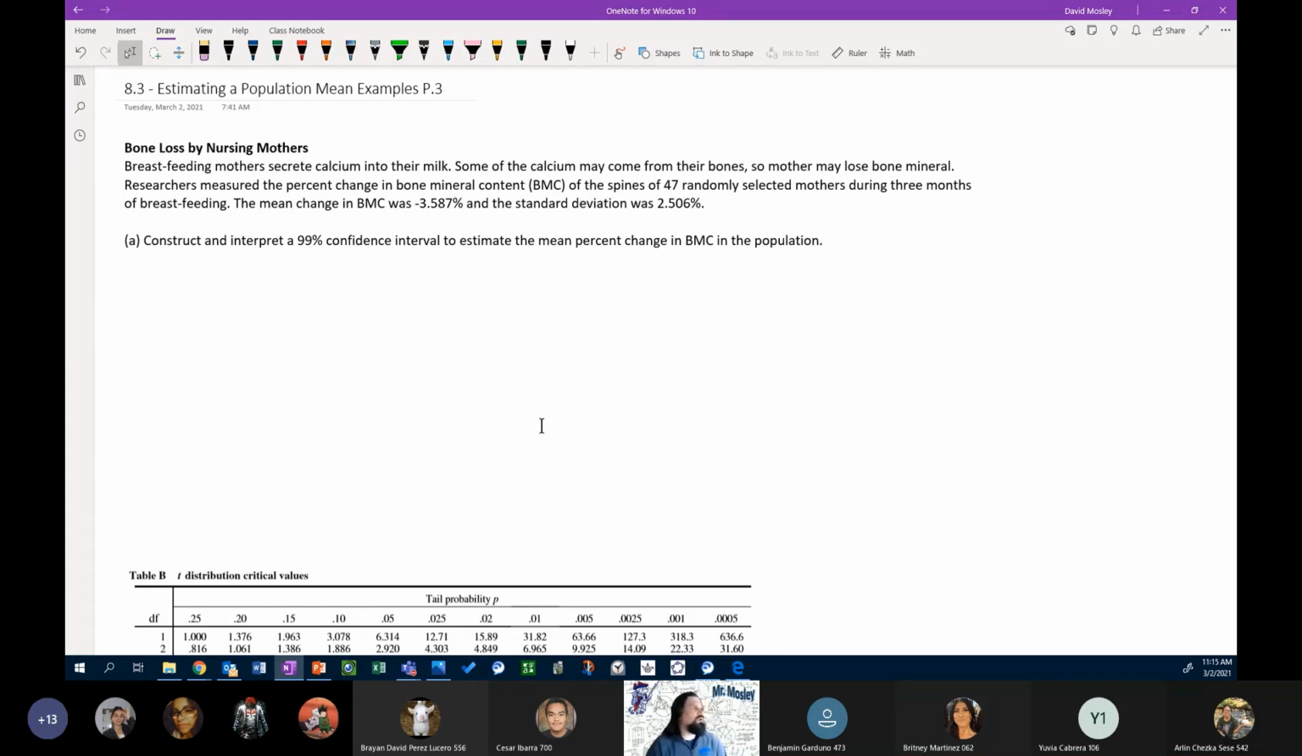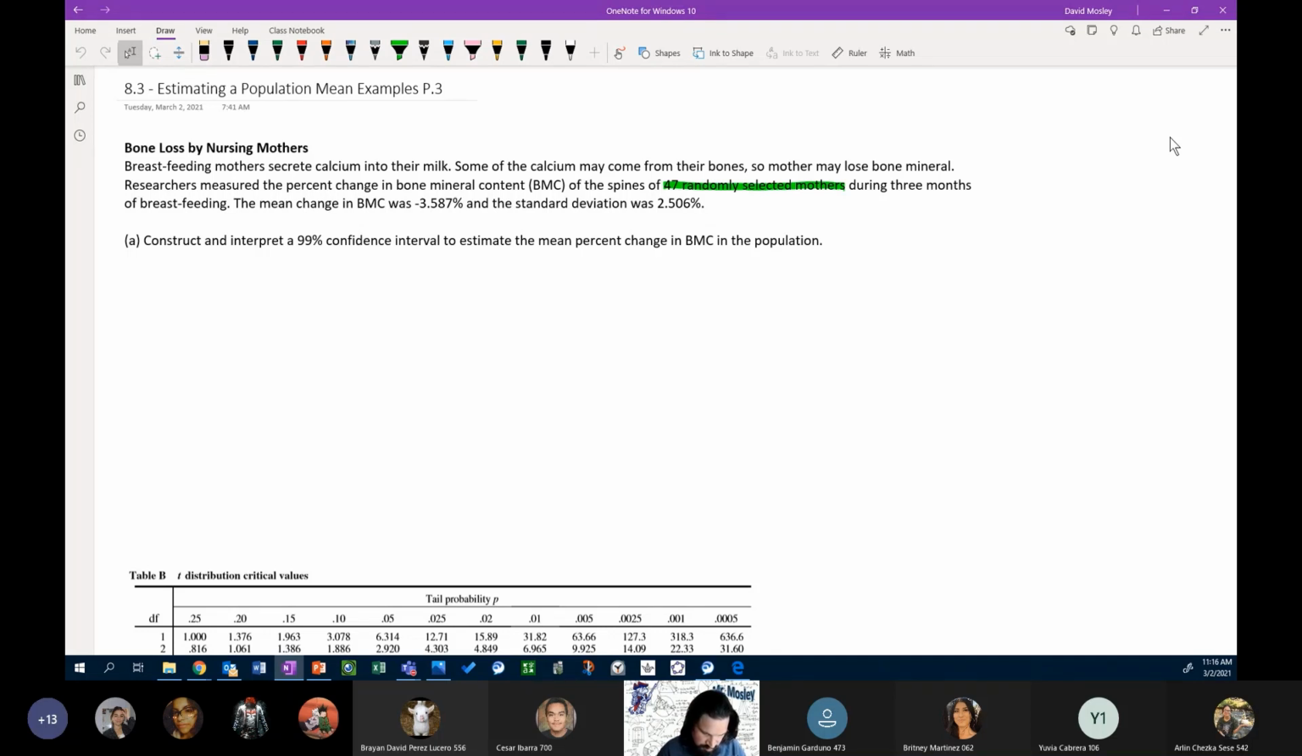So we have a bone loss by nursing mothers. Breastfeeding mothers secrete calcium into their milk. Some of the calcium may come from their bones, so mothers may lose bone mineral. Researchers measured the percent change in bone mineral content, BMC, of the spines of 47 randomly selected mothers. During 3 months of breastfeeding, the mean change in BMC was negative 3.587%.